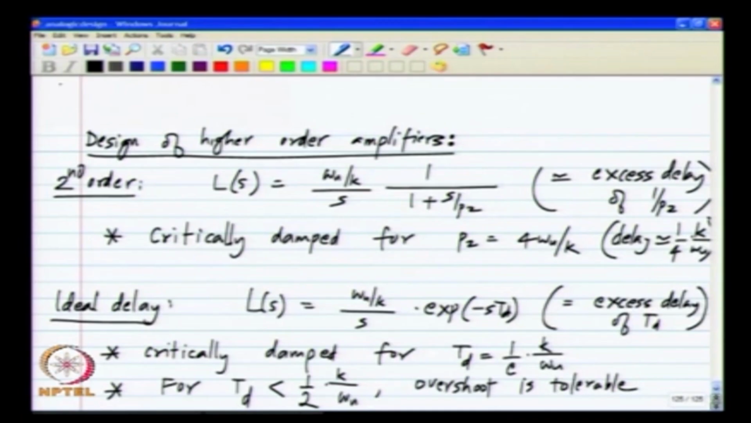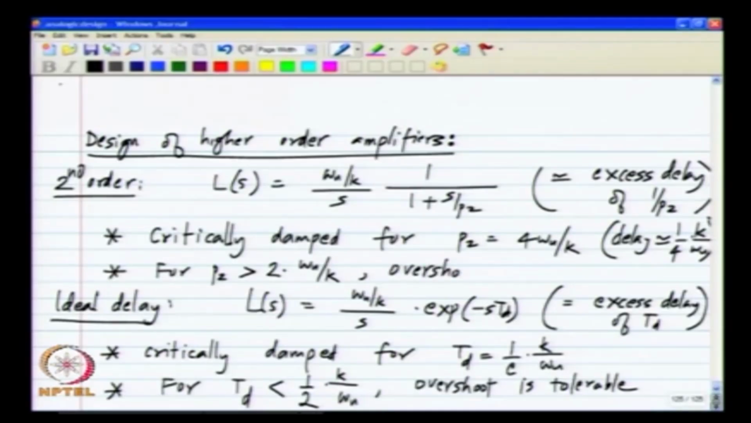And similarly, when you have the one extra pole P2, when P2 is greater than about 2 times omega u by k, there will certainly be overshoot, but it will not be significant, and the overshoot is tolerable. So, what we will do is we look at the loop gain magnitude and phase response corresponding to these values, which we know are reasonably good, and then make the loop gain of any higher order system correspond to the same.